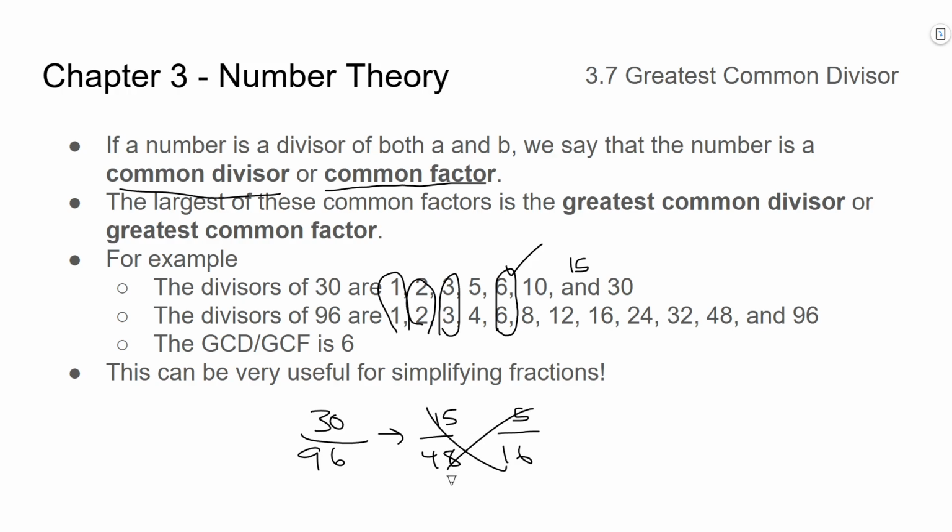But if we know the GCF, we know that the GCF is 6. That means these are both divisible by 6. So 30 divided by 6 would be 5, and 96 divided by 6 would be 16. So we can just do that in one step if you happen to know what the GCF is.